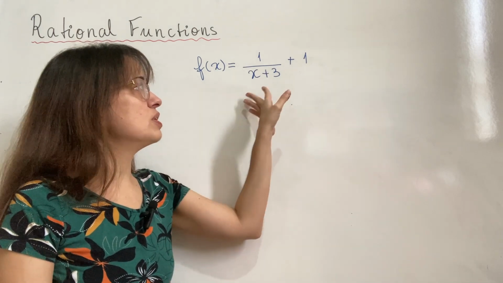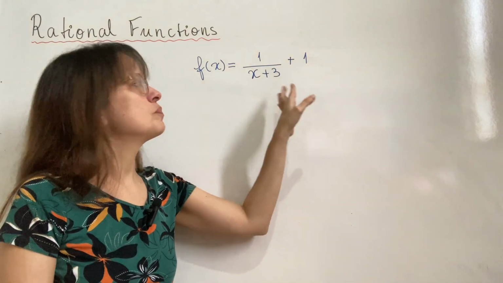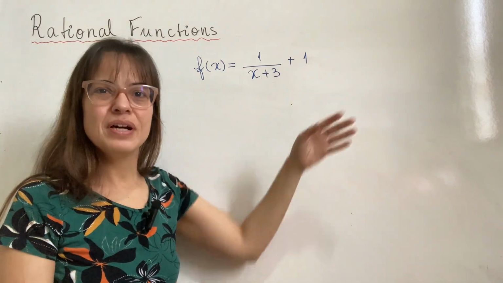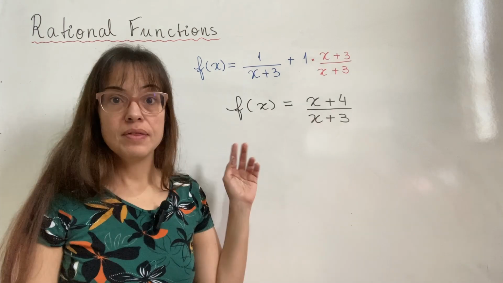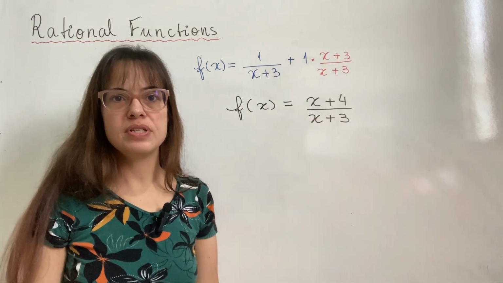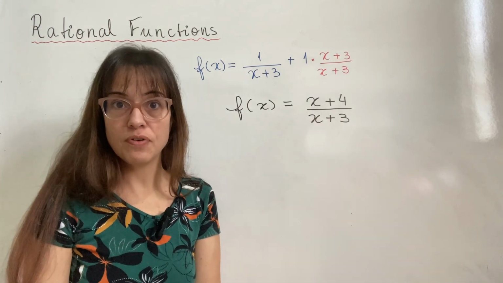Okay, so a lot of the time in exercises about rational functions, the expression of the function is not going to be given to you in this way, like a fraction plus a number. We can just add those two parts into one fraction, and that is the kind of thing that you will usually see in a question about rational functions.